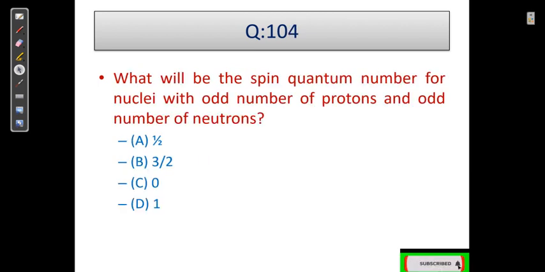What will be the spin quantum number for a nuclei with odd number of protons and odd number of neutrons? 1/2, 3/2, 0 or 1. So it is look like deuterium, 1 proton, 1 neutron. So deuterium is NMR inactive, so it is 1.